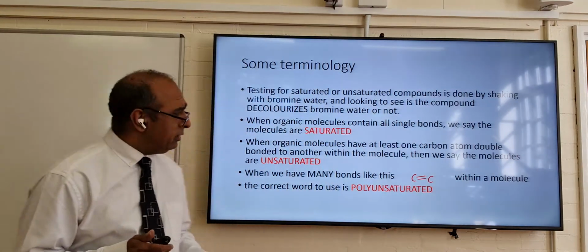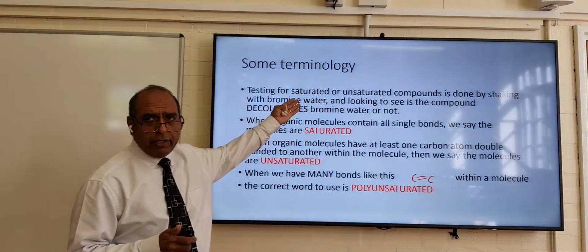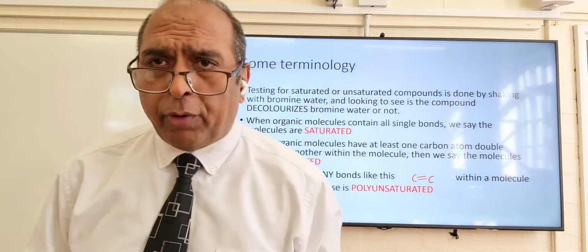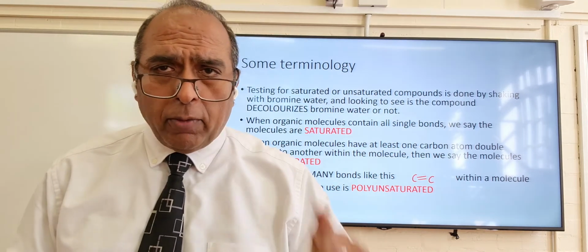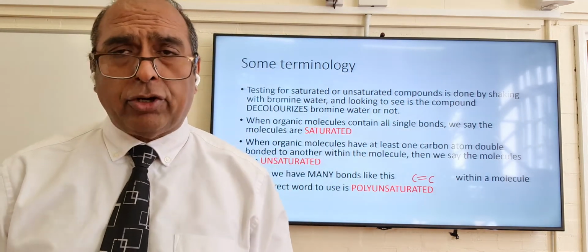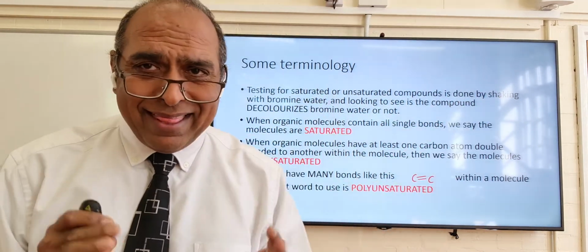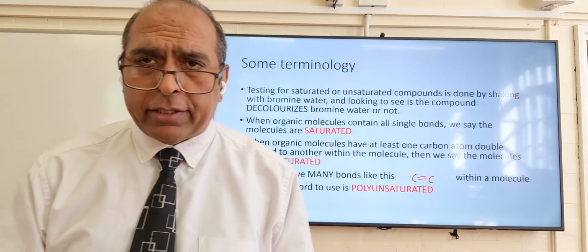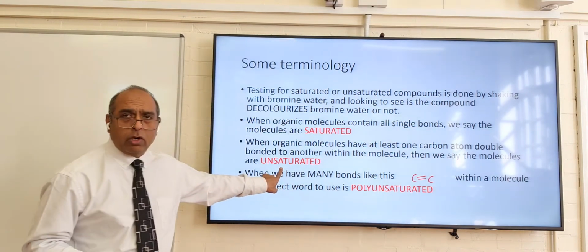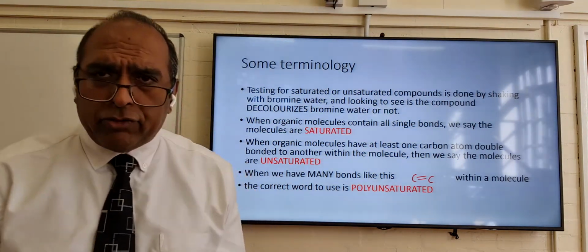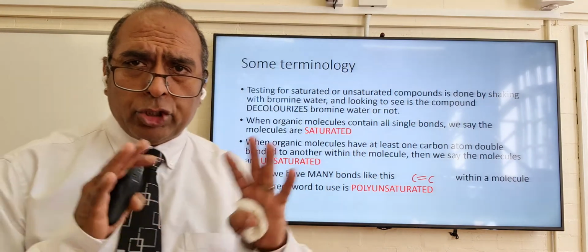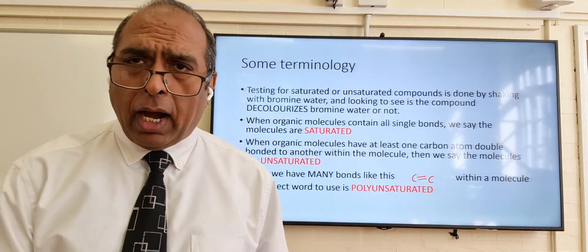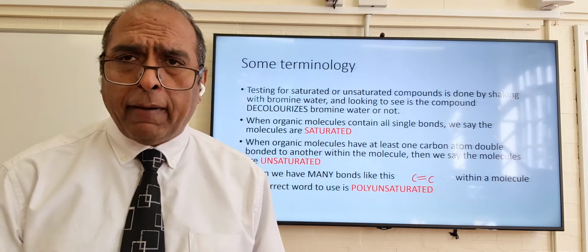So let's get this out of the way, some words. We've already talked about how if you shake orange bromine water with a compound and it loses its colour, becomes decolorized, then that compound that you shook it with is unsaturated. So unsaturated, what does that mean? Well, unsaturated means within the molecular structure, you've got carbon double bond carbon bonds present.